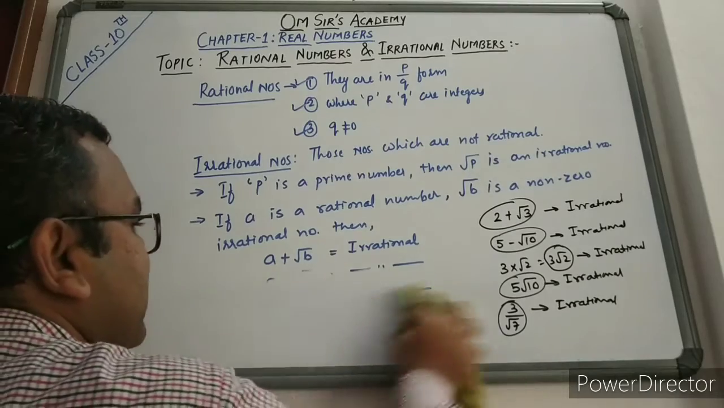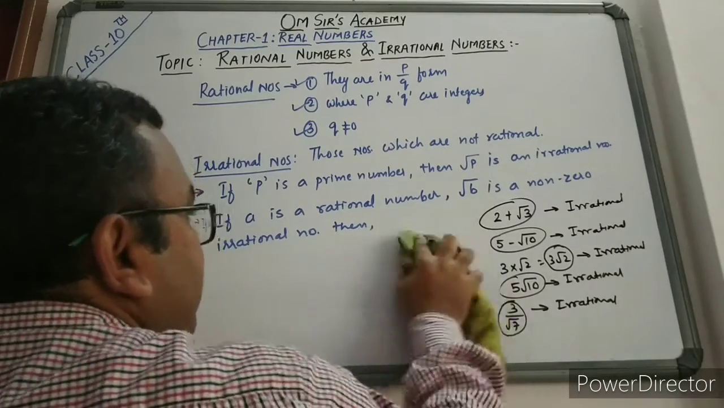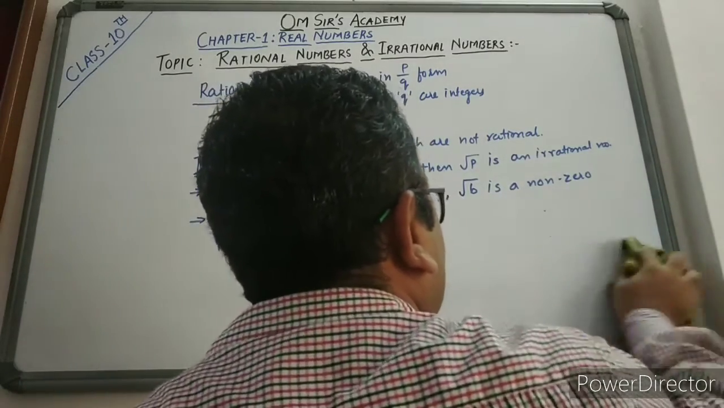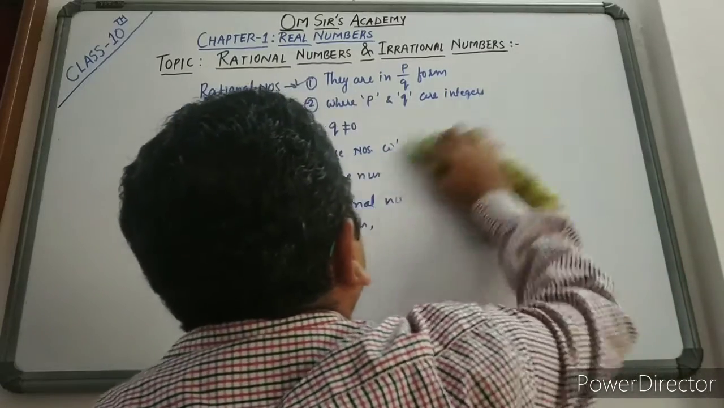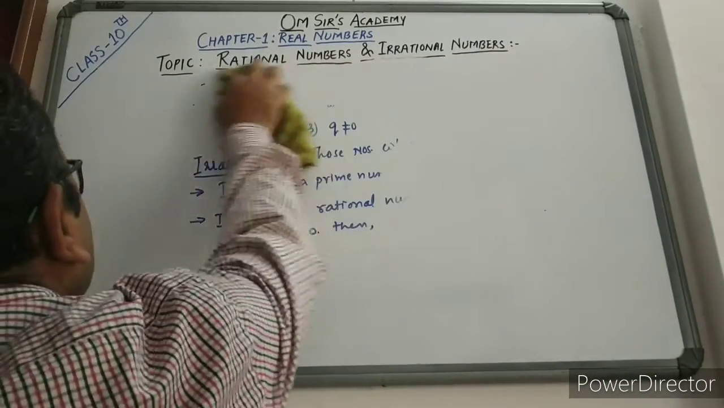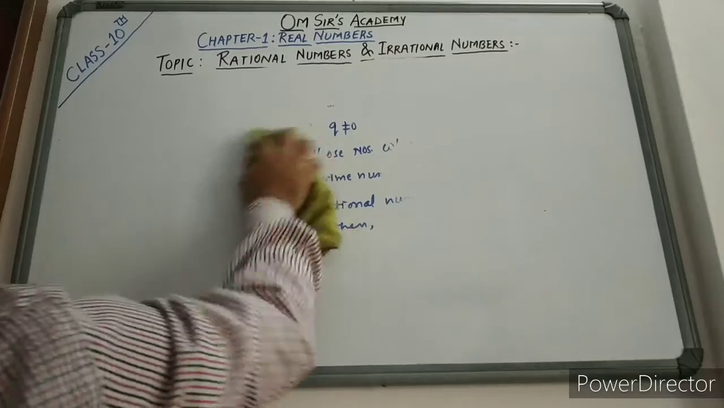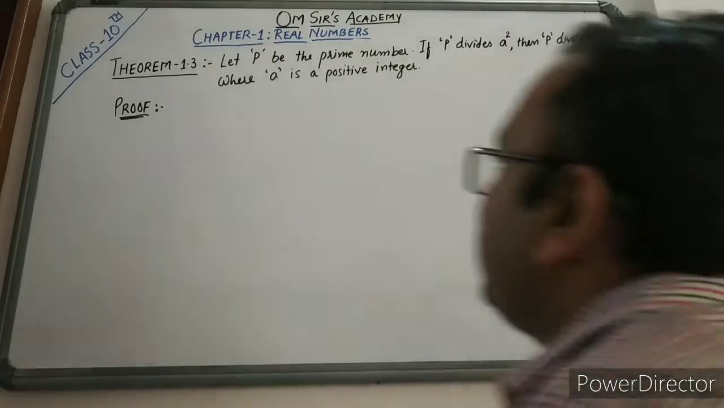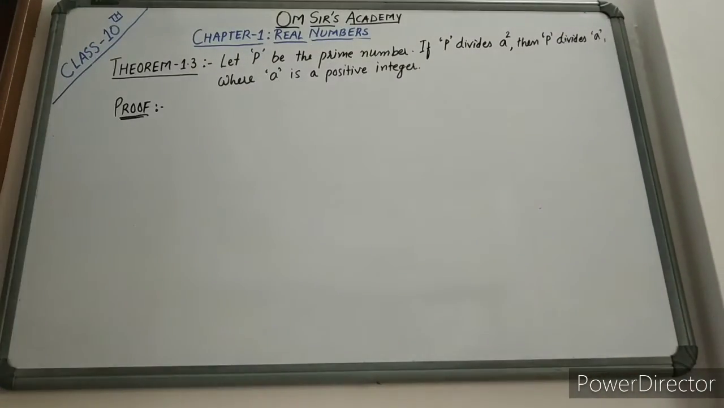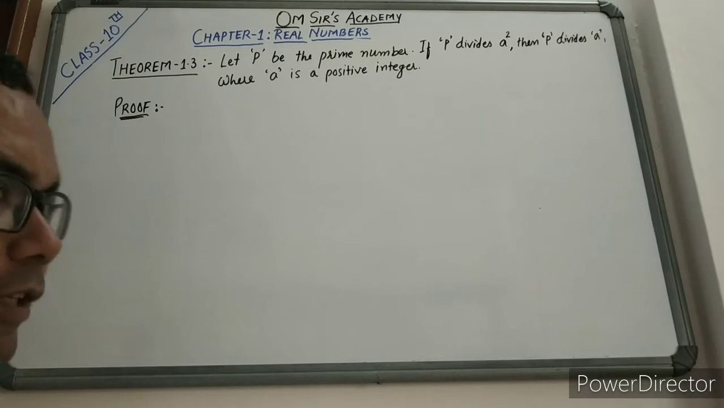Now the next concept we are going to learn is theorem number 1.3. So friends, theorem 1.3 says that let p be a prime number, if p divides a square, then p divides a, where a is a positive integer.